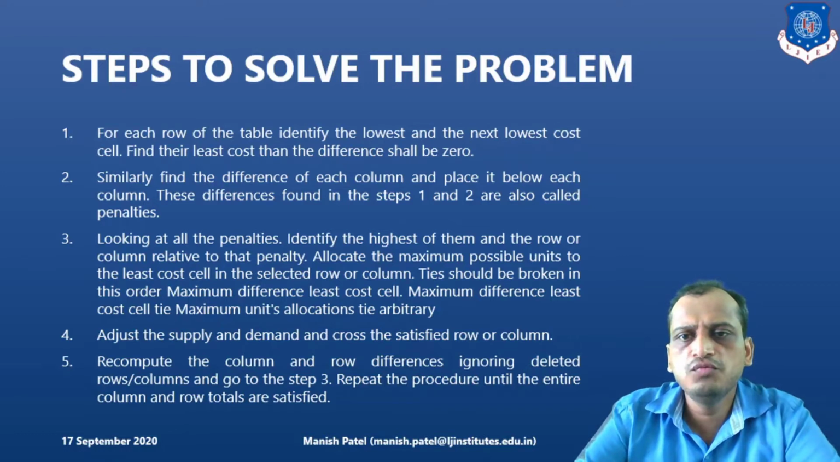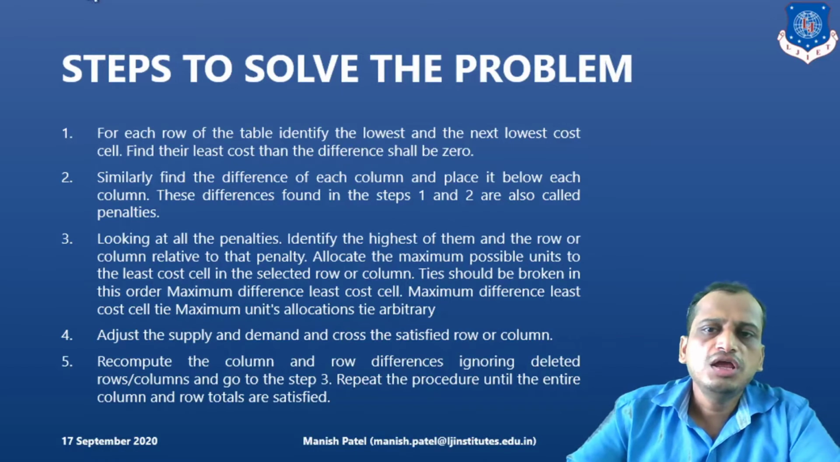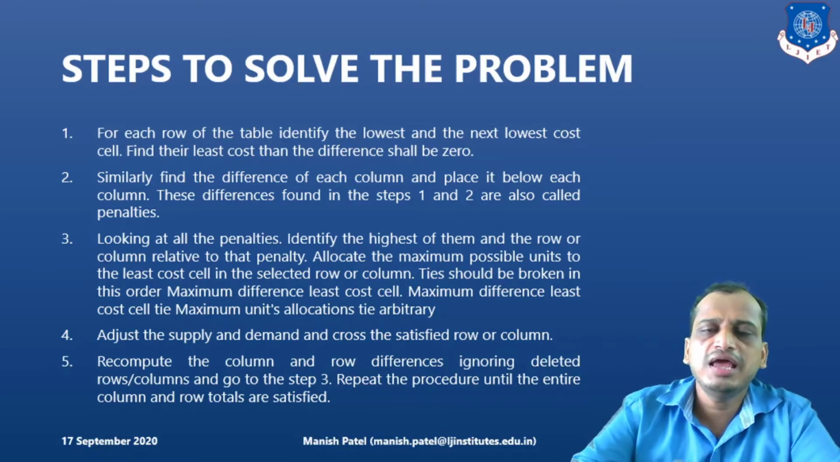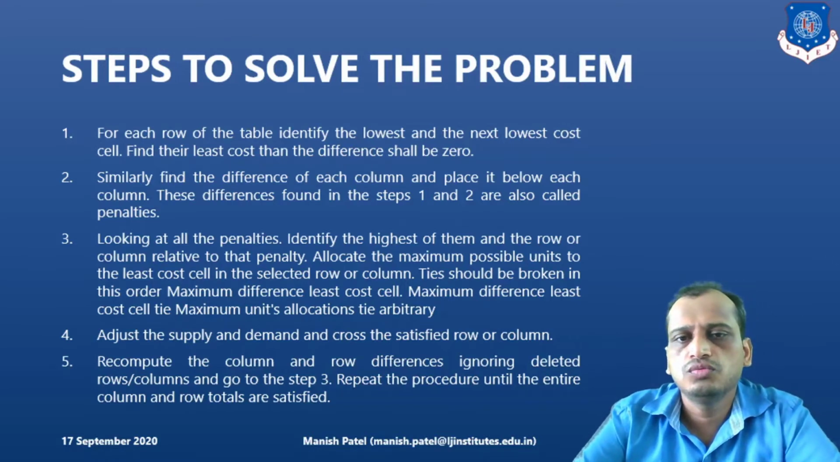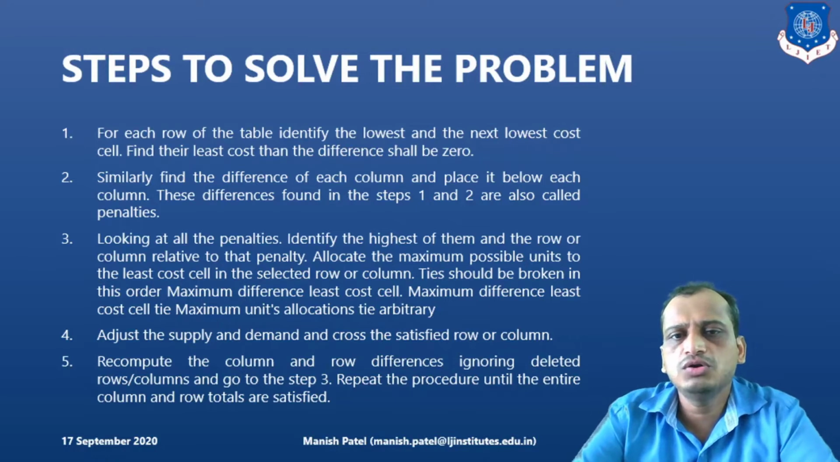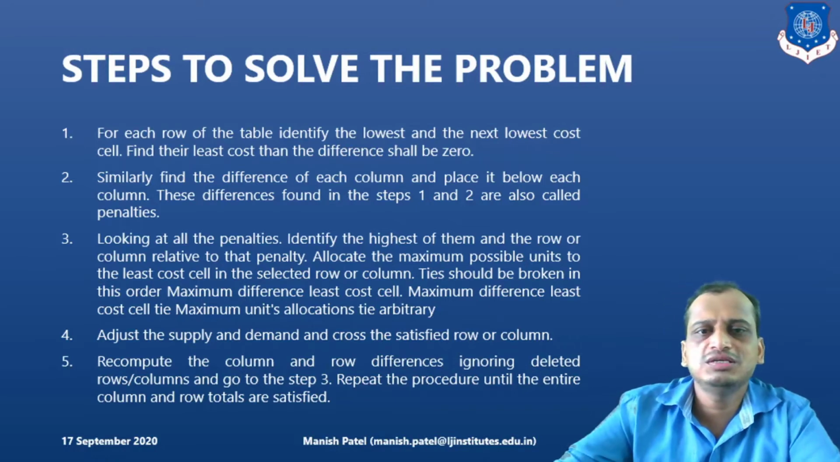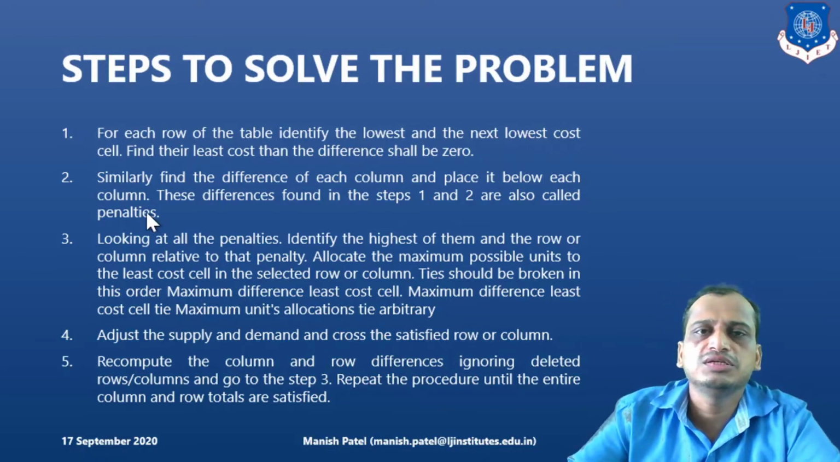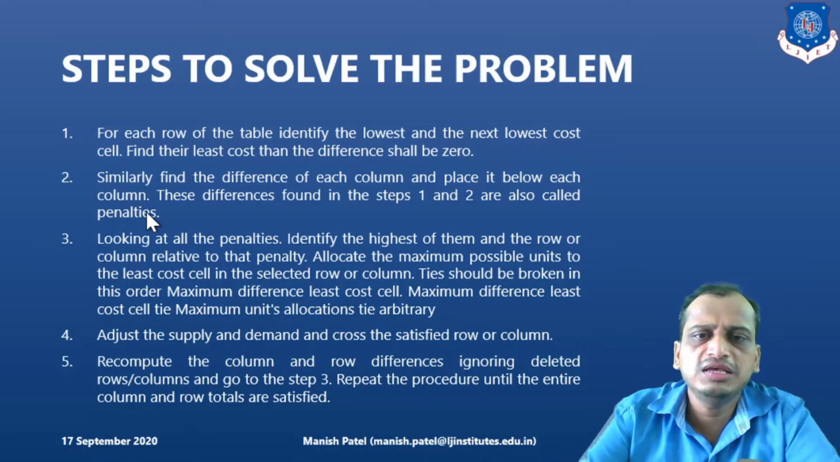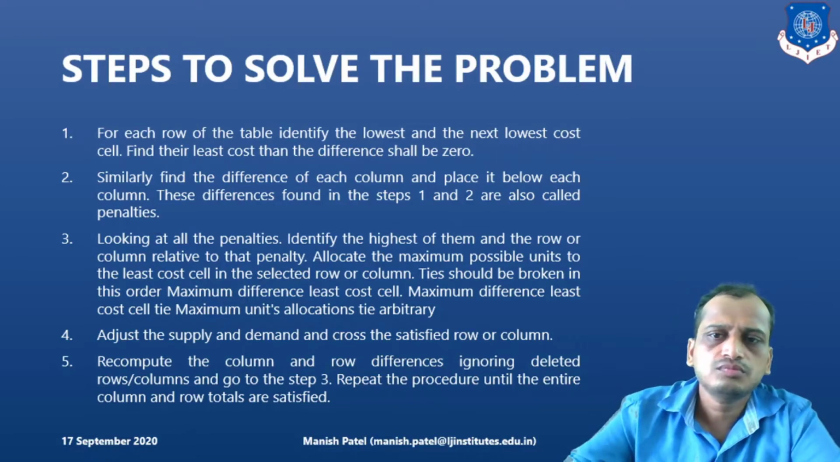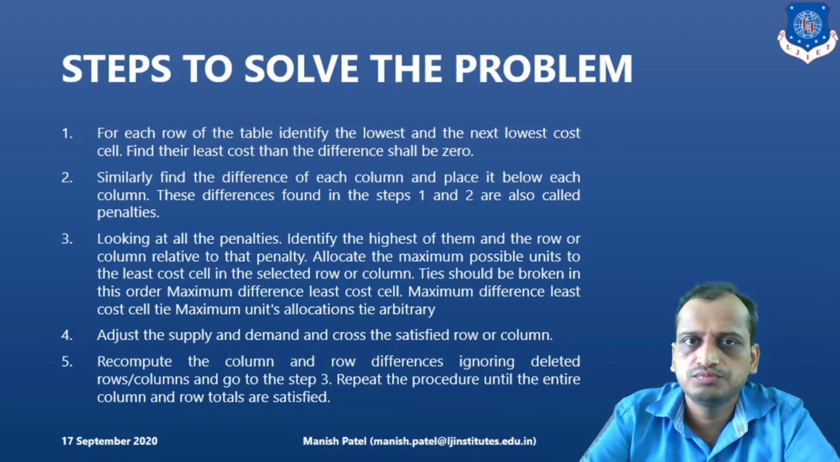And then we will find the difference, and we will place it next to the column or next to the row. These differences are nothing but the penalties. Wherever the penalty is maximum, the highest penalty, we will try to allocate in that column or row, right?